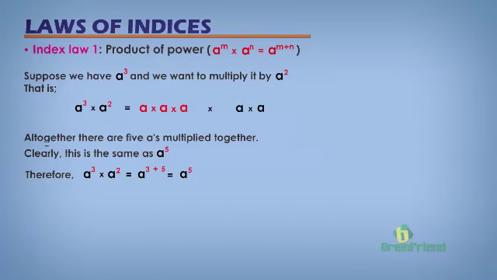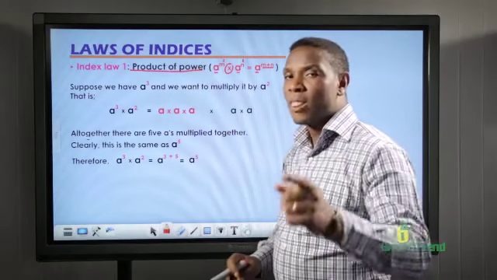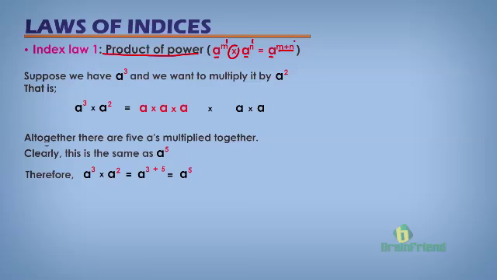The first law we'll look at is the product of power law. This law basically states that for a quantity A raised to a power m, multiplied by the quantity of the same base raised to a power n, that would give us our base A raised to the power m plus n. That is, if you have the same bases, the powers will add up. Let's prove if this law is true.